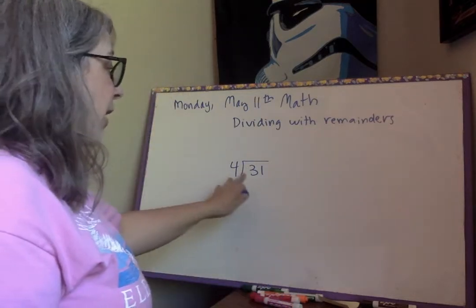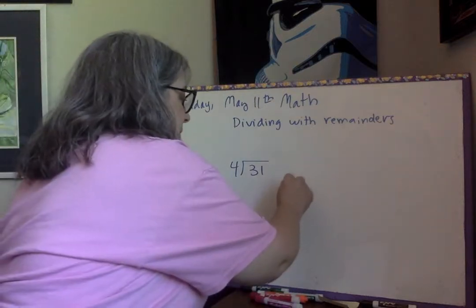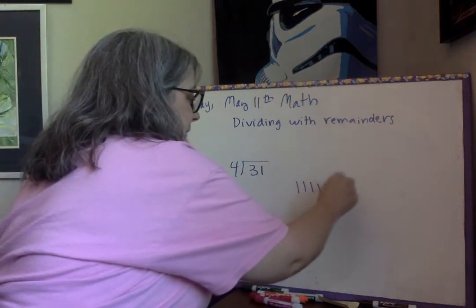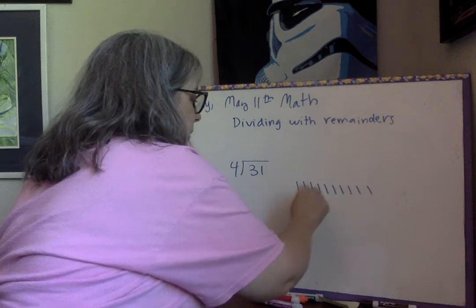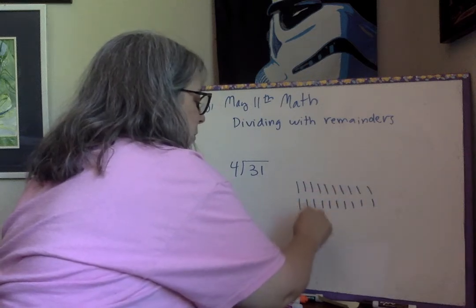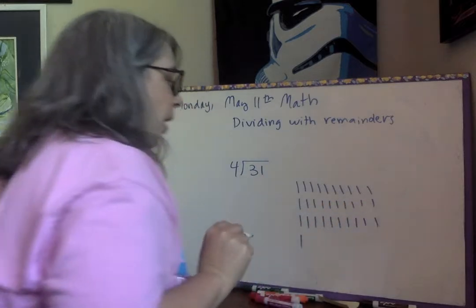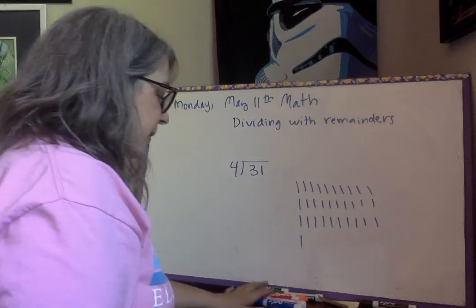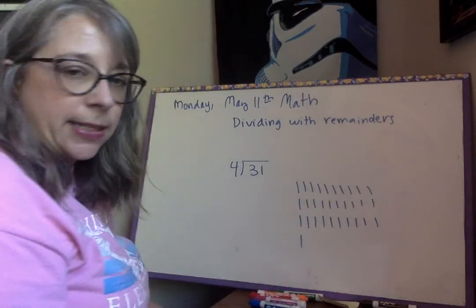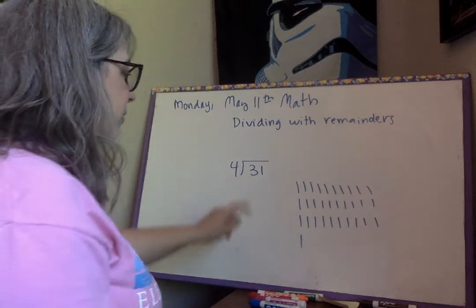So, can we draw out 31? We can quickly draw out 31. So that is feasible. 1, 2, 3, 4, 5, 6, 7, 8, 9, 10, 11, 12, 13, 14, 15, 16, 17, 18, 19, 20, 21, 22, 23, 24, 25, 26, 27, 28, 29, 30, 31. This is not going to be pretty dividing this all up, but we'll do it. All right, so we're going to divide 31 into 4s.